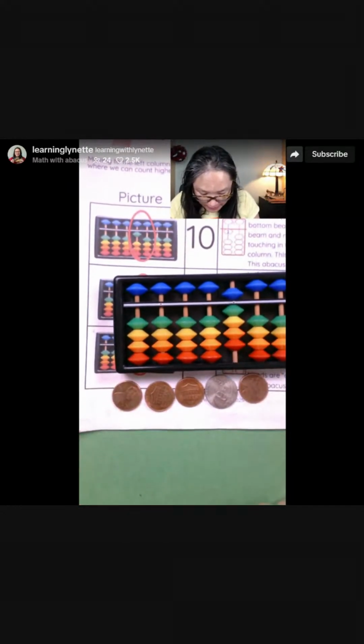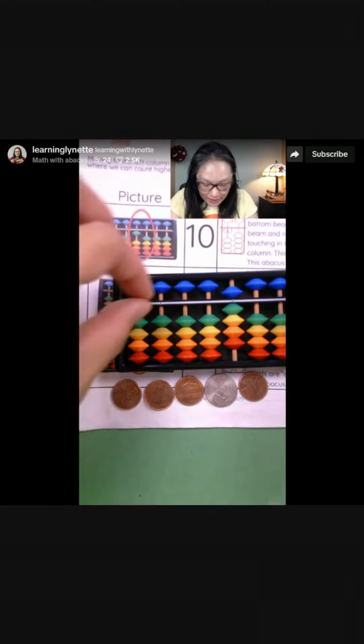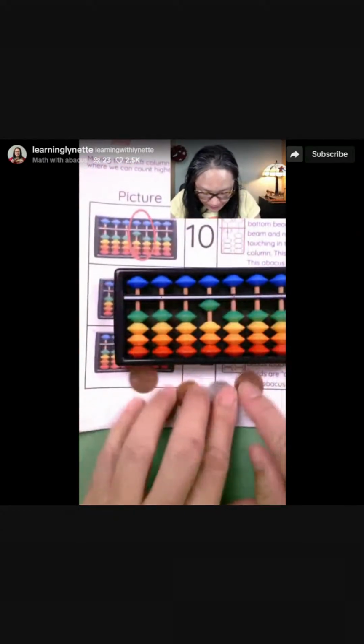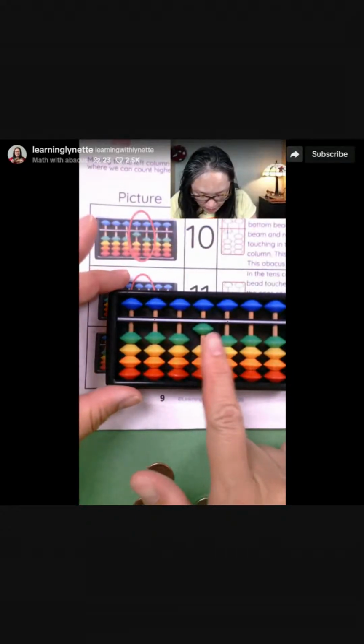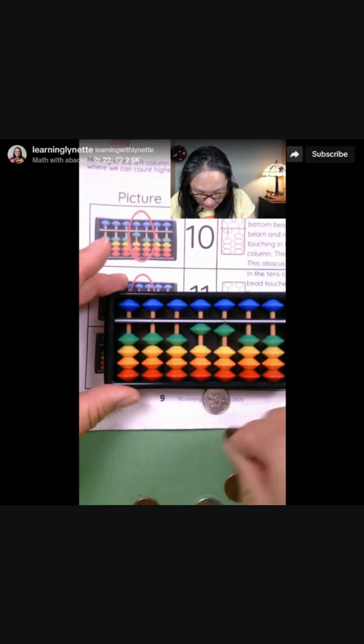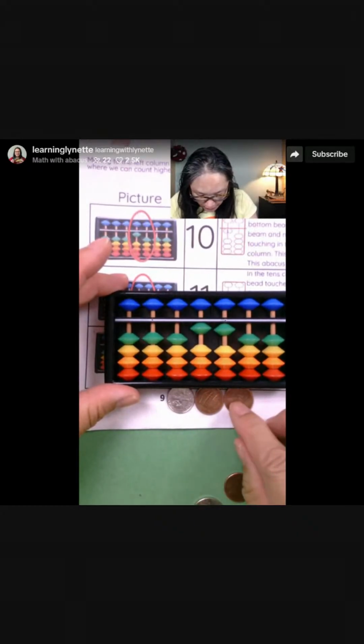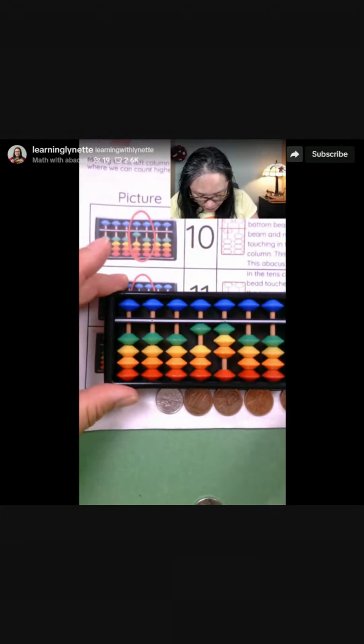Looks like this. That's what 10 looks like. That's my dime. 10. How do I know? Because I have a 1 and a 0. Does that make sense? So now we have 11. We can do 11. And then we can do 12. We have 12. We have 13, 14. And then 15, right, is like that and like that.